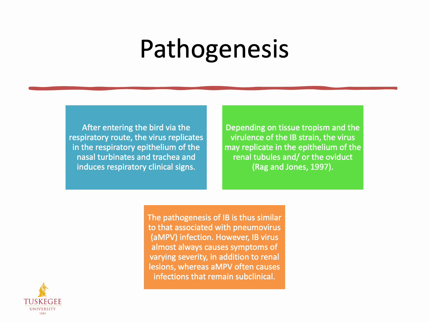So the pathogenesis of infectious bronchitis is similar to that associated with pneumovirus infection. However, infectious bronchitis virus almost always causes symptoms of varying severity, in addition to renal lesions, whereas pneumovirus often causes infections that remain subclinical.